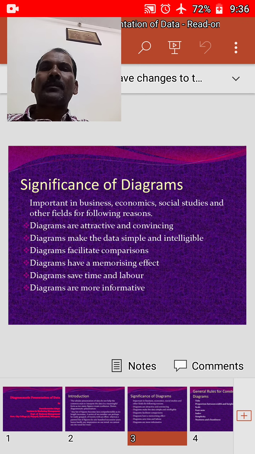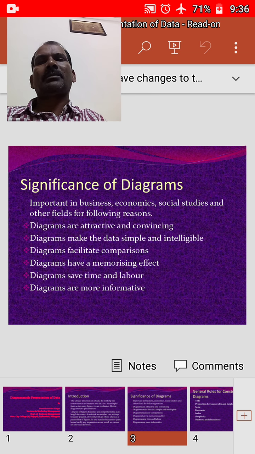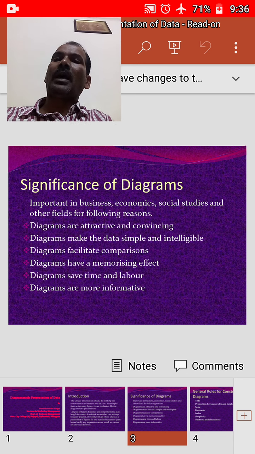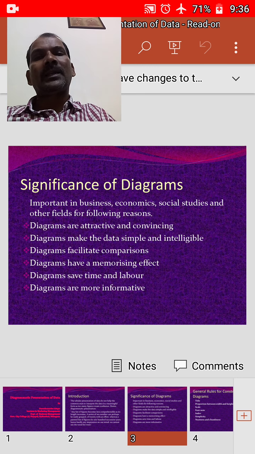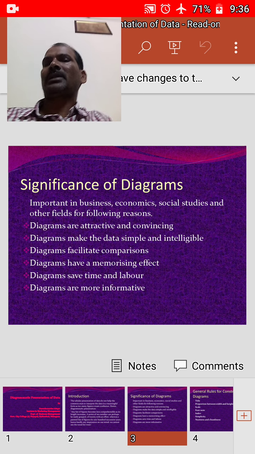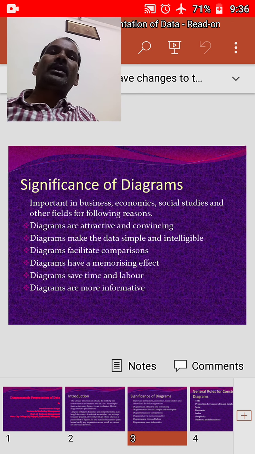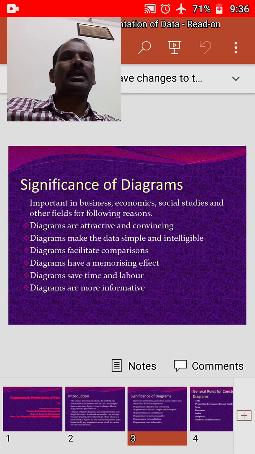Diagrams make the data simple and intelligible. Even lengthy and complicated figures can be presented through diagrams in a simple and intelligible form. Diagrams facilitate comparisons. With the help of diagrams, data relating to different time periods or different geographical regions can be compared easily and effectively. Diagrams have a memorizing effect. Unlike figures, diagrams act as effective aids of memory. They create an unforgettable image of the events in the minds of the readers.